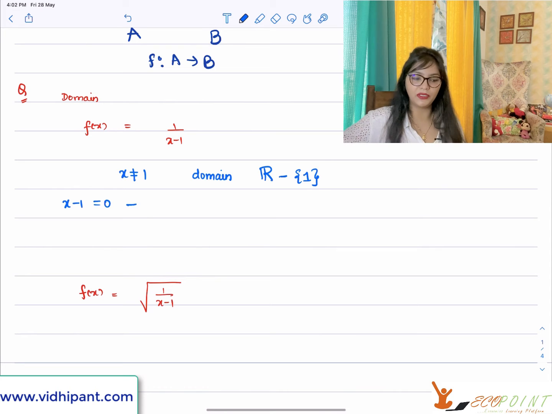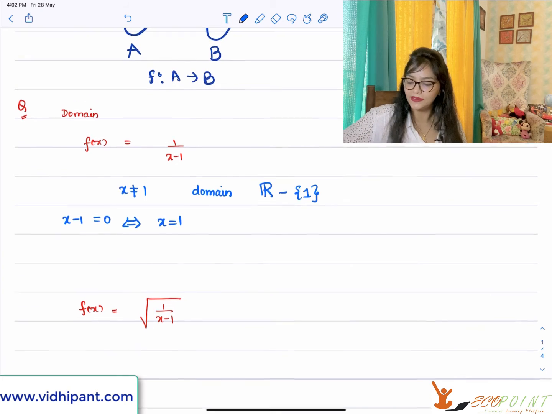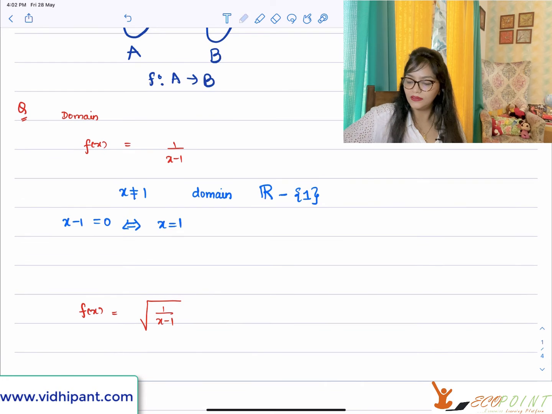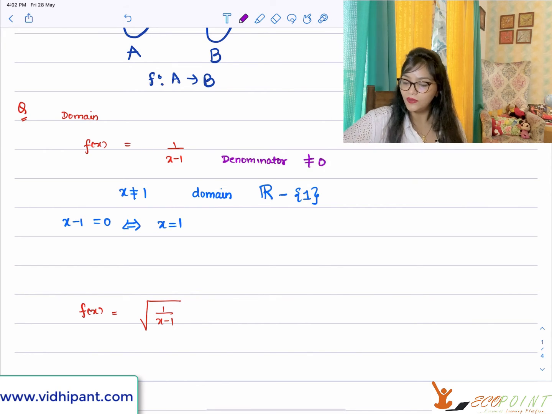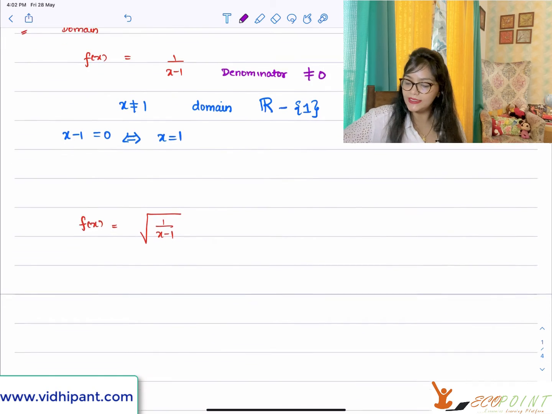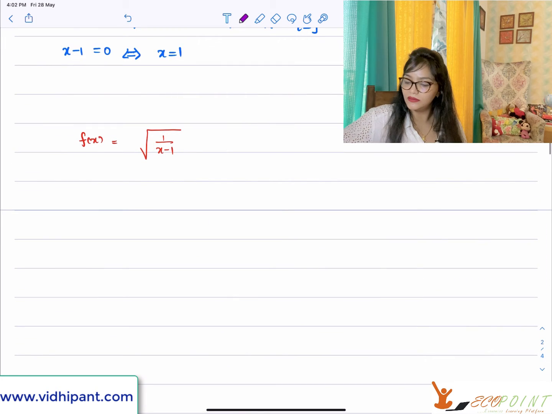So x should not be equal to 1, because when x is equal to 1, x minus 1 is equal to 0. So the denominator should not be 0. This is a sort of domain restriction that you have. A very common domain restriction is that the denominator should not be equal to 0. And that's what we've applied here.